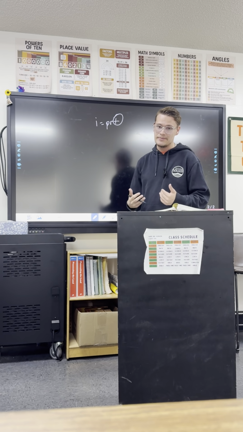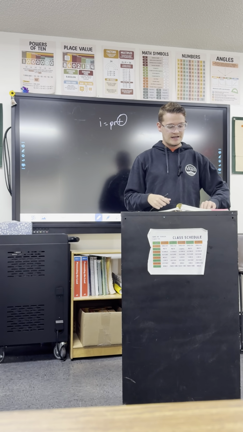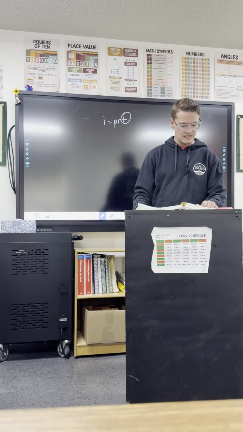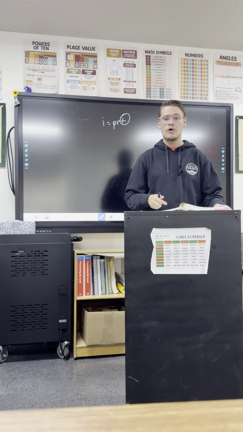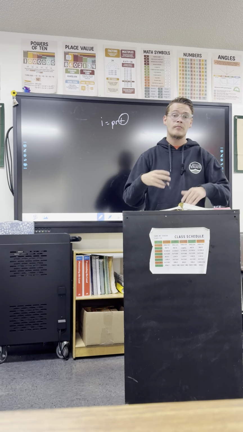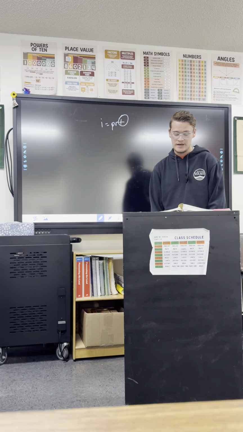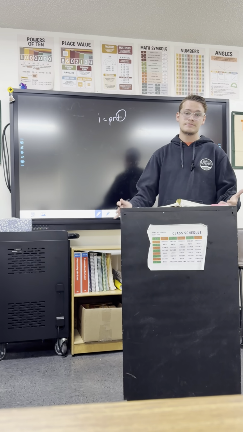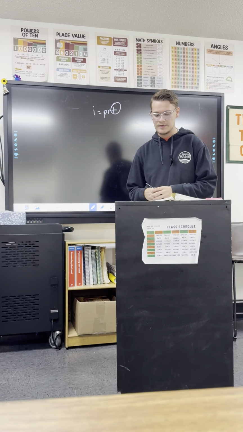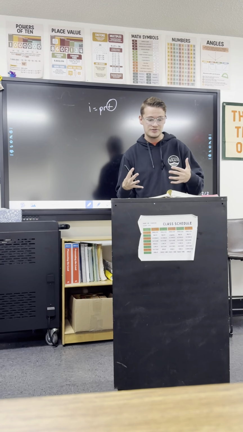The T is time. And yesterday in your book, I specifically said T is the period of loan, always given in years. But what if it's not given in years? What if it is instead given as months? That is what we're talking about today on page 289 to 290. It says interest by months.